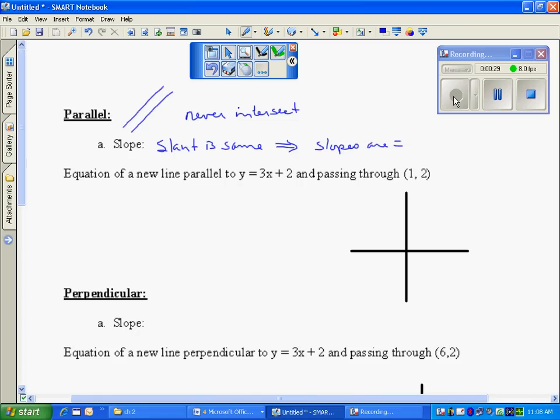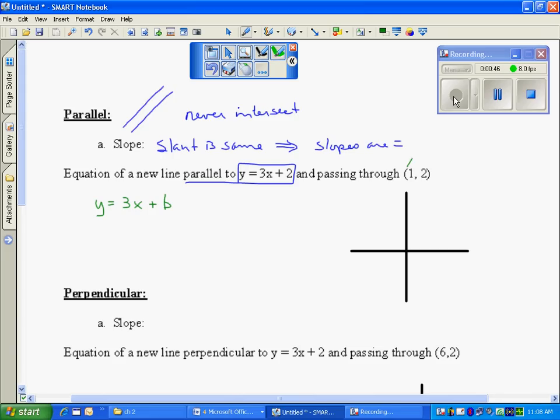So if I want to find a line parallel to y equals 3x plus 2, I know my new line is going to also have a slope of 3. I just don't know its anchor or where it's going to start or its y-intercept.